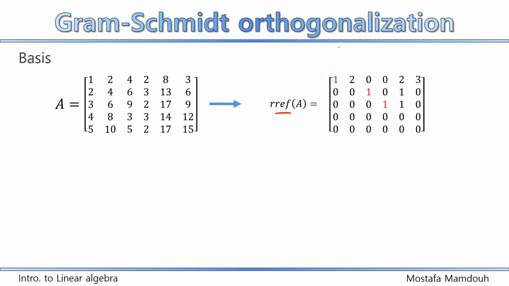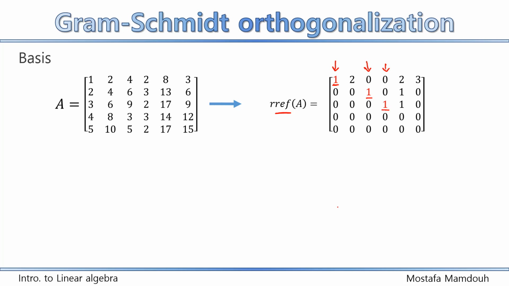According to what we see here, we have a pivot here, and a pivot here, and a pivot here. So that means columns 1, 3, and 4 are pivot columns, which means they are independent, and columns 2, 5, and 6 are nothing but linear combinations of columns 1, 3, and 4. By simply applying reduced row echelon form, we managed to get the independent columns.